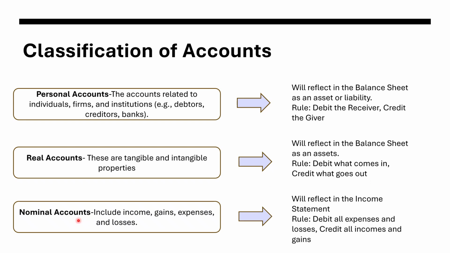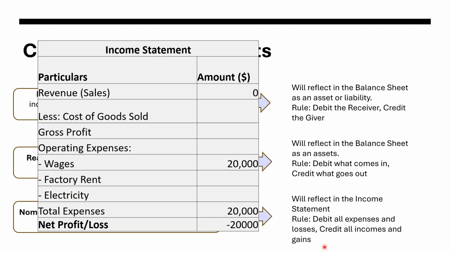Next, we move to nominal accounts. So nominal accounts are incomes, gains, expenses, and losses. So nominal accounts will reflect in the income statement. Okay, and the rule applied is debit all expenses and losses and credit all incomes and gains. So far what we've covered, we've had only one expense, which is for wages. We debited the wages and that reflects in the income statement.